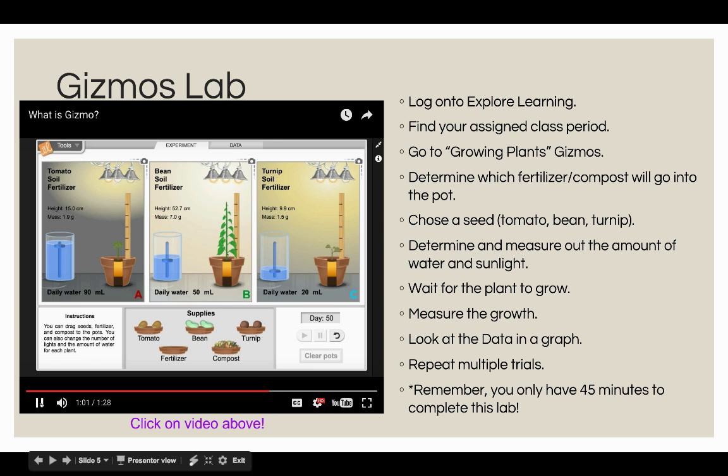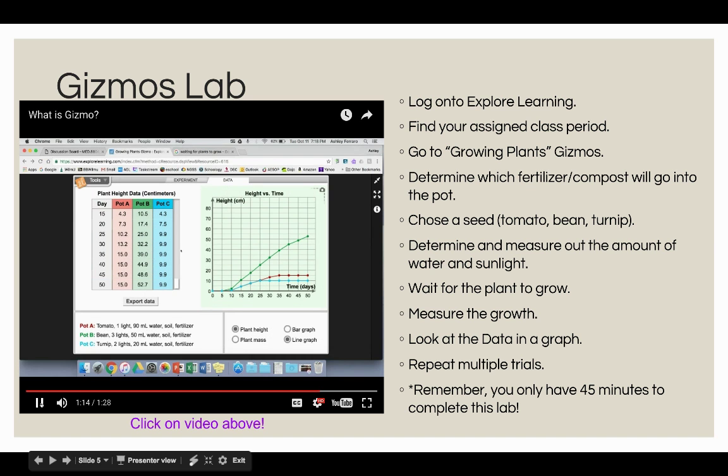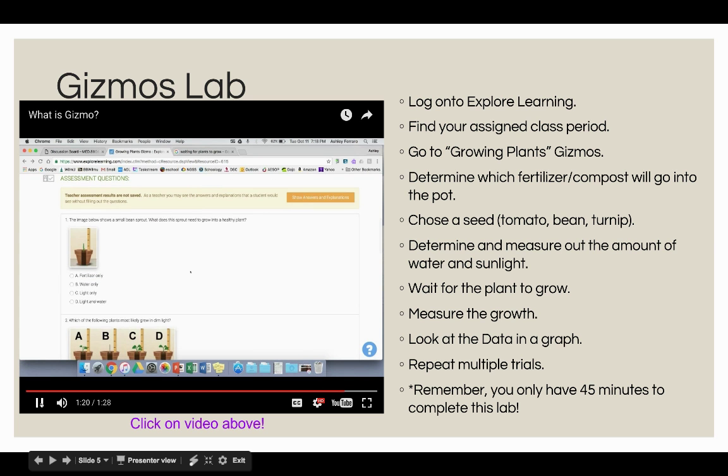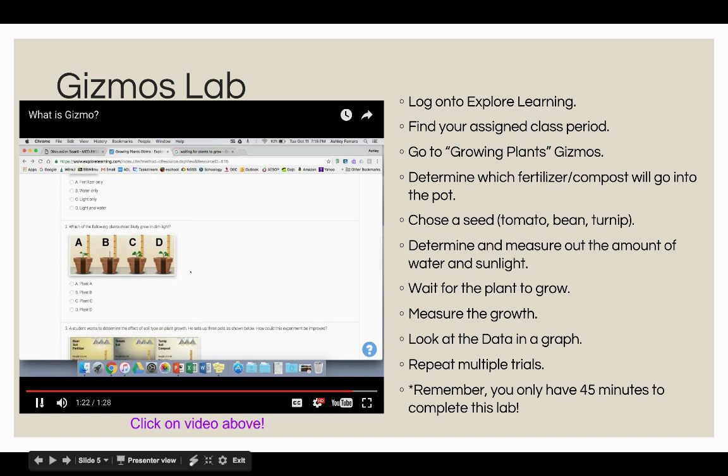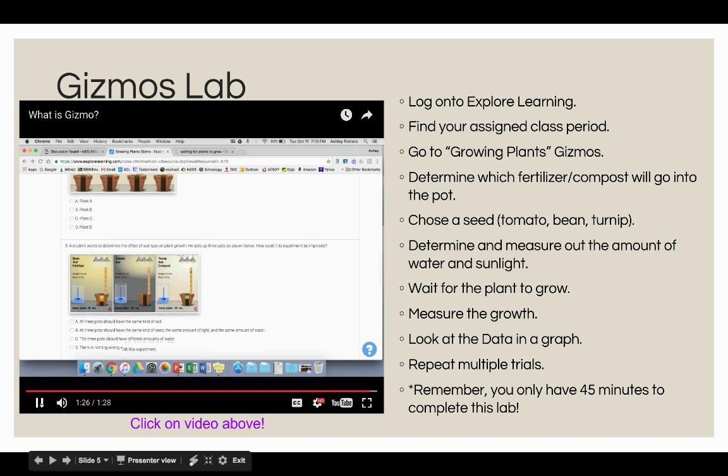It then measures, shows you, and if you click data, it puts it in a handy dandy graph for you. You can look at plant mass, plant height, bar or line graph. And then when students are done working through that, they would go to the bottom of the Gizmo, and there is an assessment. So you can literally do 50 days in one day.